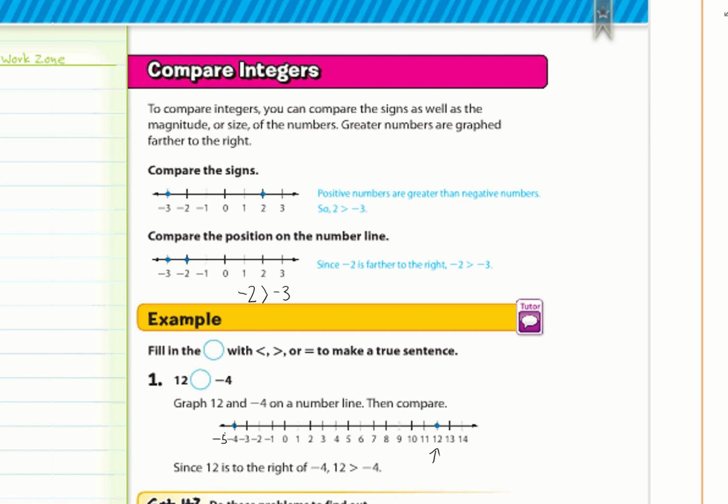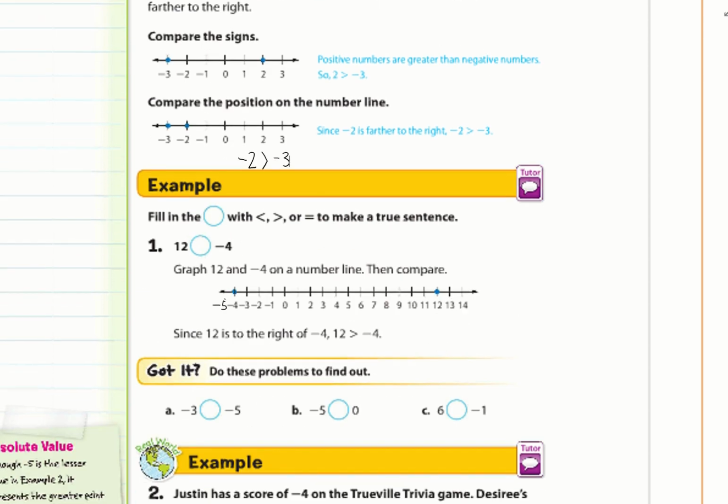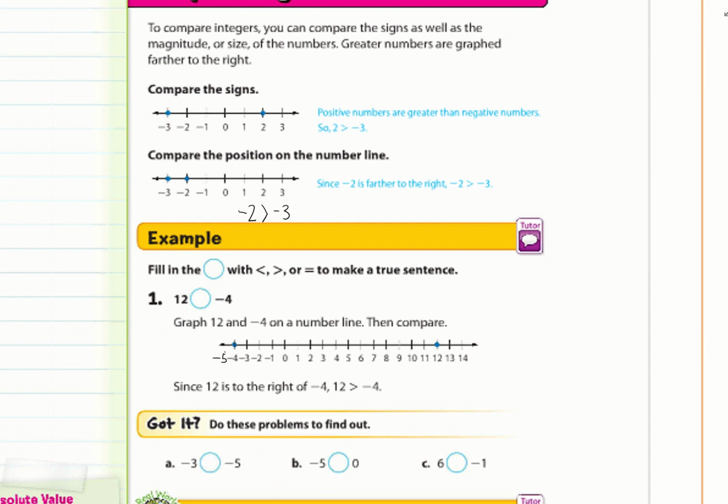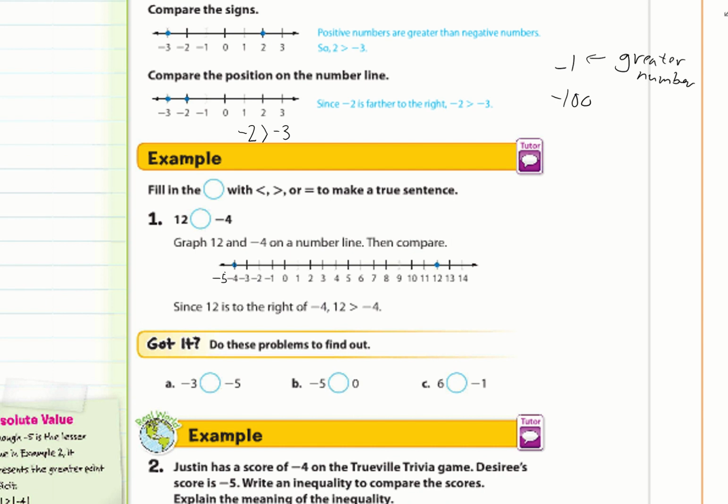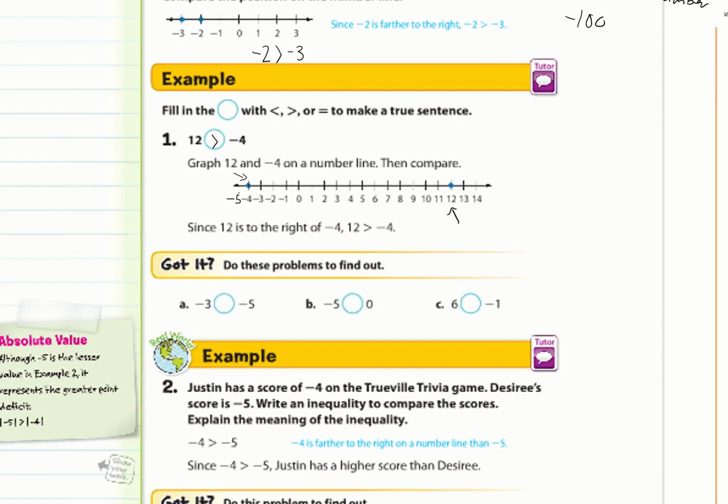I know with negative numbers it's a little bit tougher because it's kind of backwards of positive numbers, but we have to remember, if I look at -1 and I look at -100, my greater number is -1. That's to the right of -100 on the number line. So example 1, 12 is blank than -4. So we have 12 here, and we have -4 over here. So 12 is going to be greater than -4, because 12 is to the right of -4.